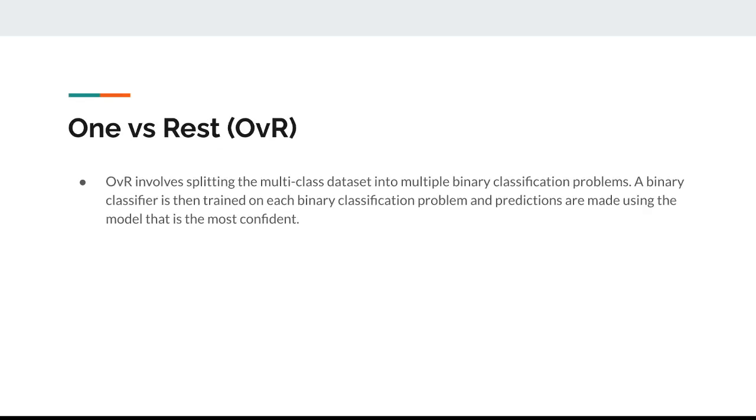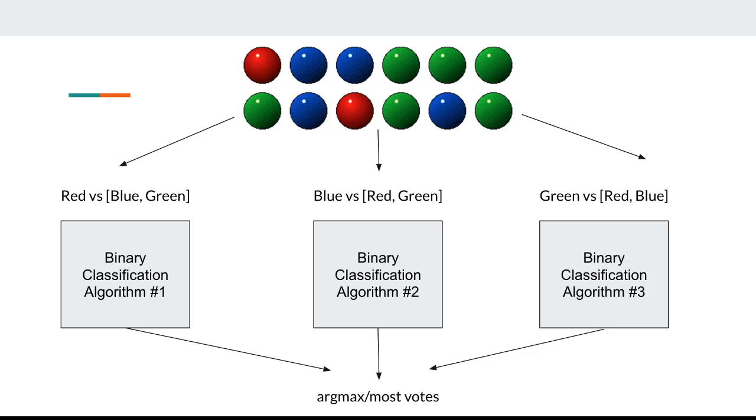So in OVR, of course, we're splitting the multi-class dataset into separate binary classification problems. The binary classifier is trained on each binary classification problem, and the predictions are made using the model that is most confident. Here's an easier example that makes it a little bit more intuitive. Here we have different red, blue, and green marbles. First we'd make one classification algorithm that would separate the red from the blue and green marbles. Then we would have another classification algorithm that would separate blue from red and green, and then the same thing with green from red and blue. So we're creating three separate algorithms, and when given a new point, we could determine based on the results from all three algorithms whether this new point will be a red, green, or blue point.